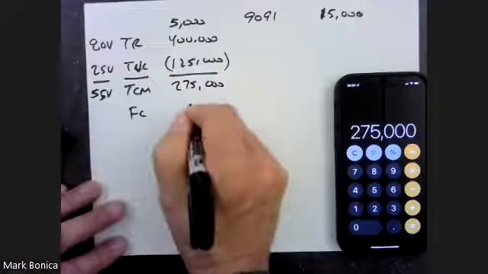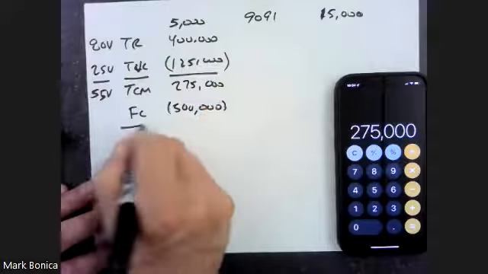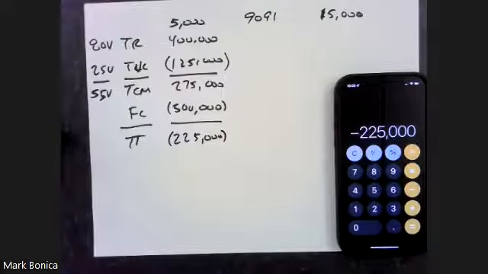Then our fixed costs are 500. And so our profit is 275 minus 500, 225, a $225,000 loss. Right? You do the middle one. You do the break even. So this is our break even.